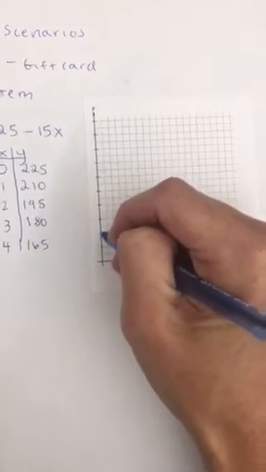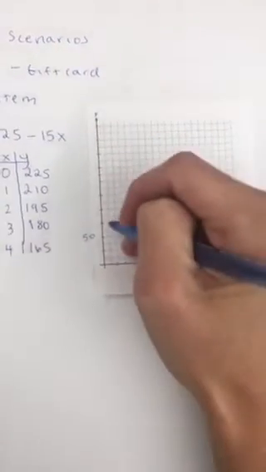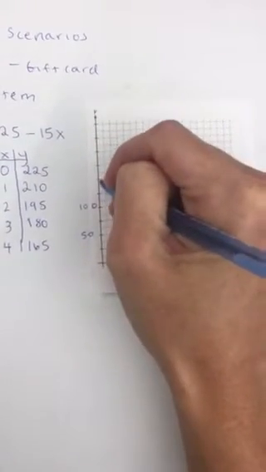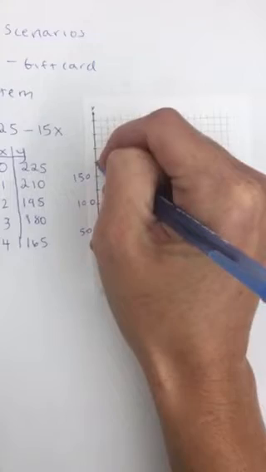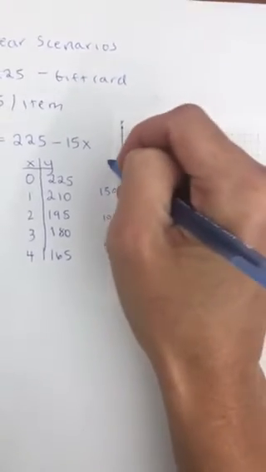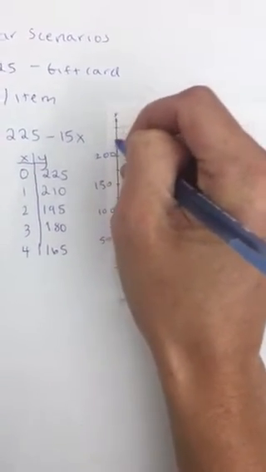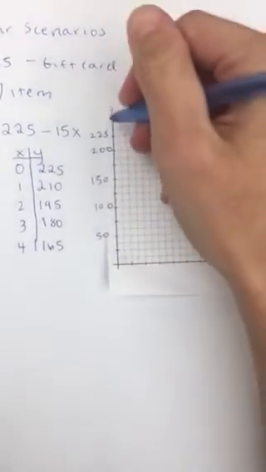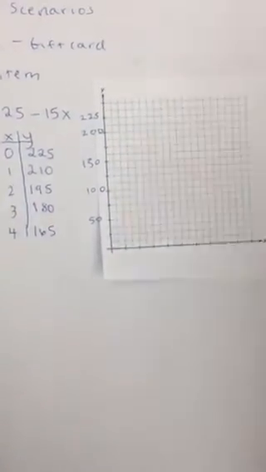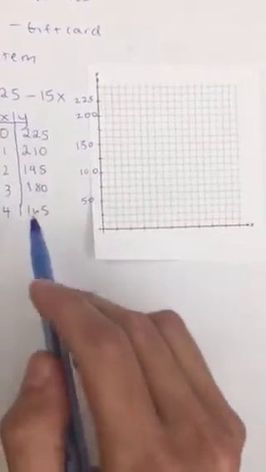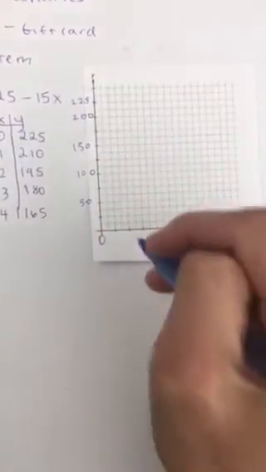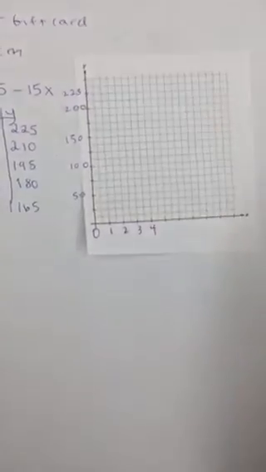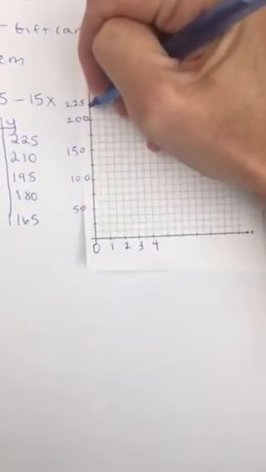I'm going to say that this is 25, this is 50, this is 75, this is 100, this is 125, this is 150, this is 175, this is 200. And then this would be my 225. So I actually think I'm going to write in 225. Not necessary, maybe you want to go up to 250. And then the values of items that I'm buying. So I could buy 0 items, I might buy 1 item, 2 items, 3 items, or 4. Okay, so I'm going up to 225.